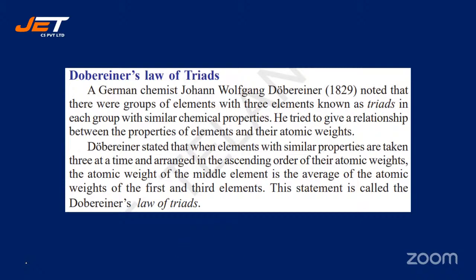So first of all, going with the statement, Dobereiner stated that elements with similar properties are taken when they are considered at a time. Suppose we consider three elements with similar properties at a time and arrange them in the ascending order of their atomic weights. Ascending order means lowest to highest.